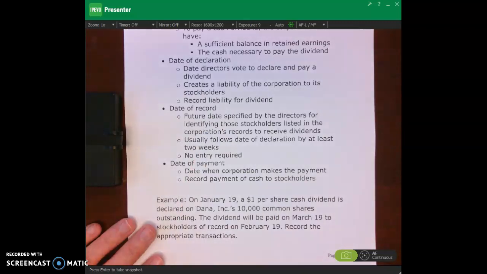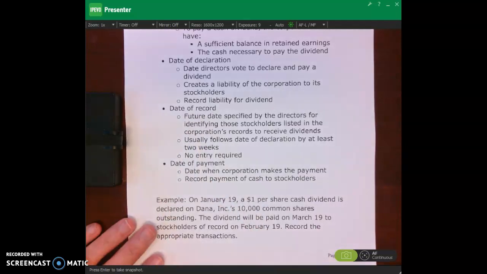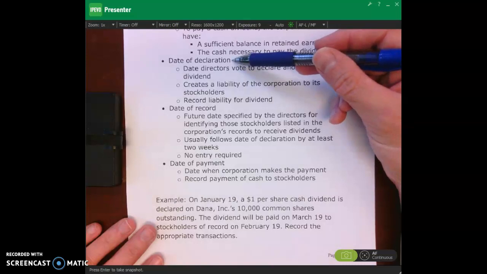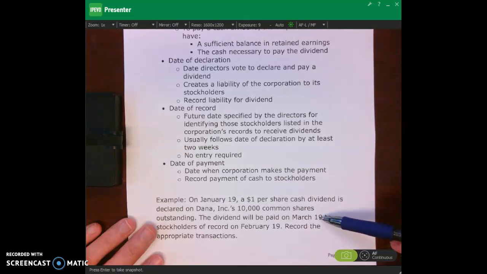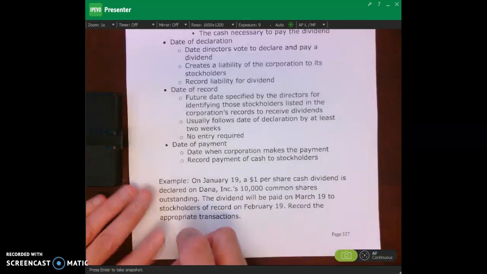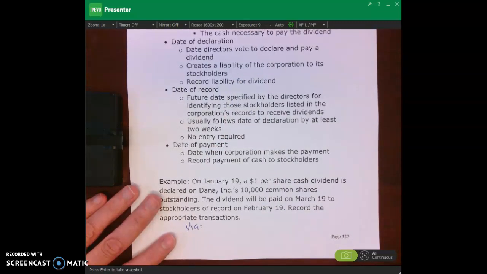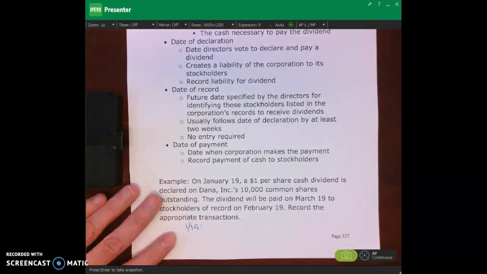Record the appropriate transactions. I don't need to do a journal entry for the date of record, but I do need to do a journal entry for the date of declaration and the date of payment, which are January 19th and March 19th. On 1/19, I'll record a liability for the dividend. My journal entry on the date of declaration is I'm going to debit retained earnings.